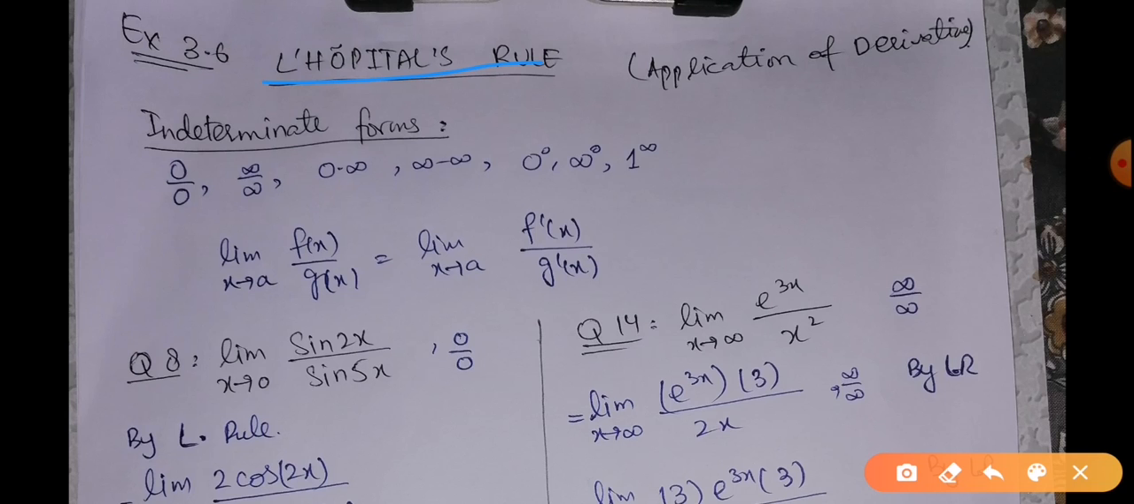It is basically an application of derivative. It is applied on indeterminate forms when we are finding limits and we get stuck in indeterminate forms like 0 by 0, infinity by infinity, 0 into infinity, infinity minus infinity, or 0 power 0, infinity power 0, 1 power infinity.